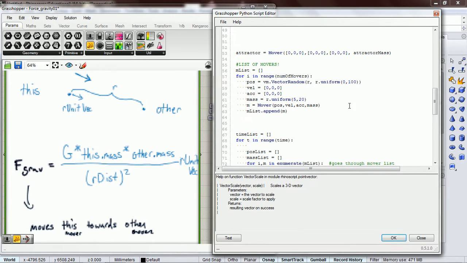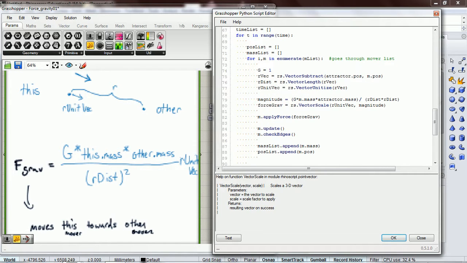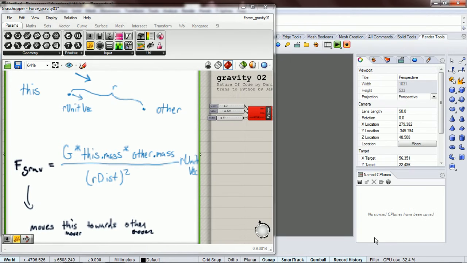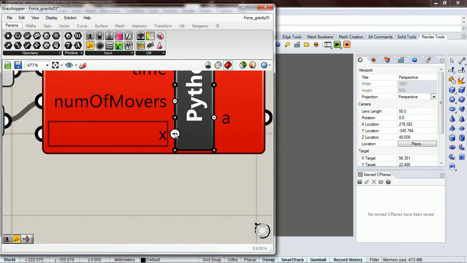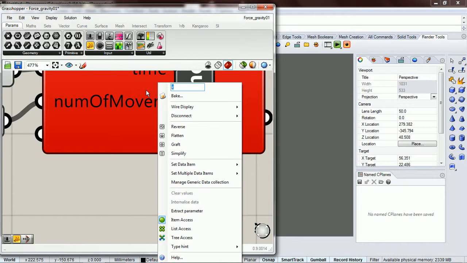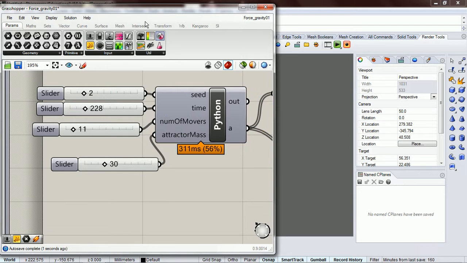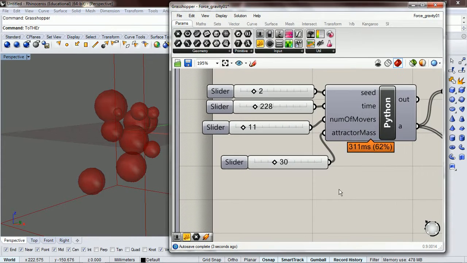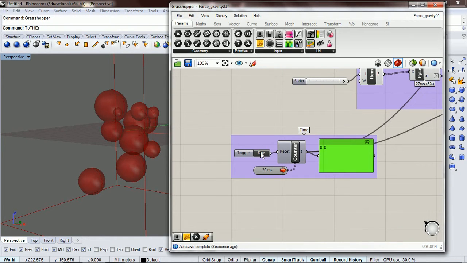So this should work, I hope. First we need to make an attractor mass. And let's give it, let's say 30. Okay, so it's not bugging out for any reason.